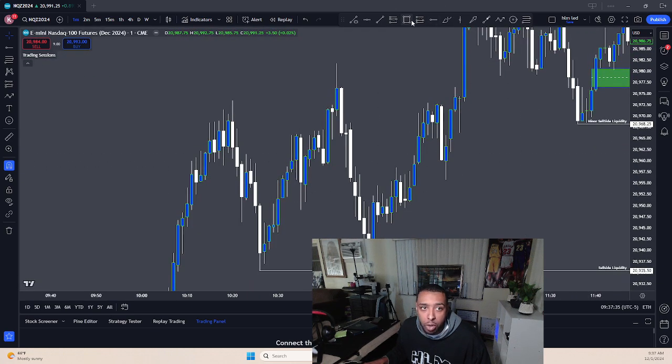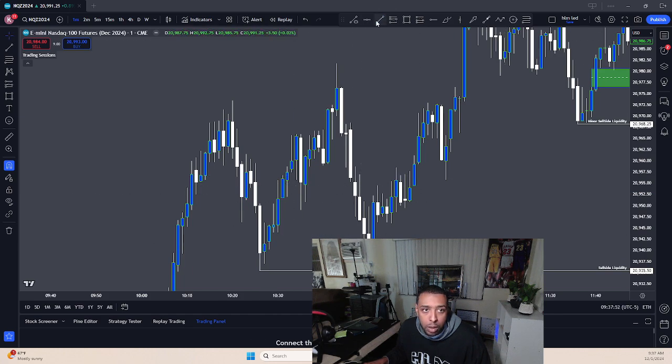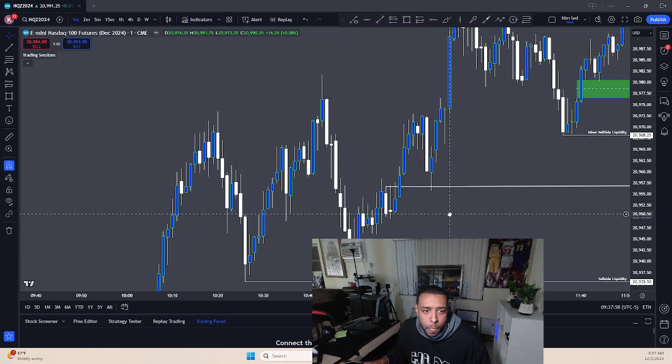So let me show you another order block right here. This is the actual order block. You have 2 down close candles, an aggressive move, displacement up. So this is the order block, from here to here. Where's the fair value gap? Right here.